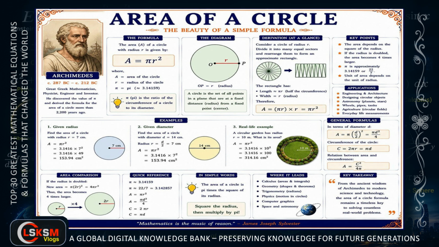Seven. Area of a circle. Person: Archimedes, 287 BC to 212 BC. The area formula measures the surface enclosed by a circle. It is one of the most widely used formulas in mathematics and science.